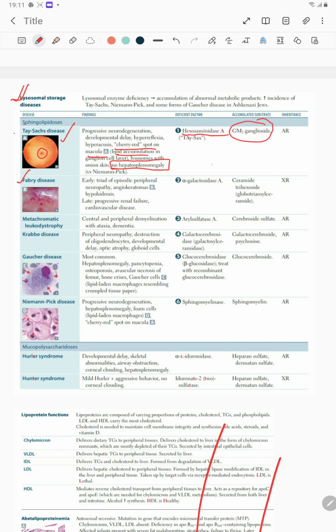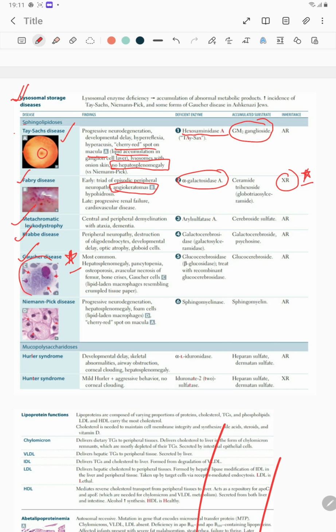Fabry disease, alpha galactosidase A deficiency, X-linked recessive. All are autosomal except Fabry disease, which is X-linked recessive. It includes angiokeratoma, the most characteristic feature. Then metachromatic leukodystrophy, Krabbe's disease, and Gaucher disease, which is important.